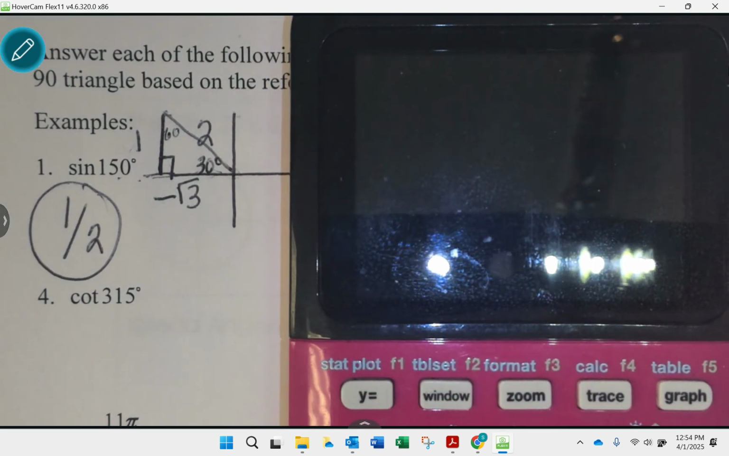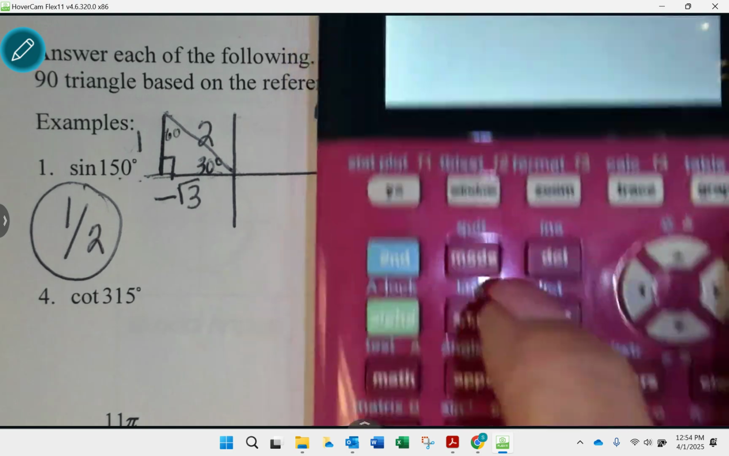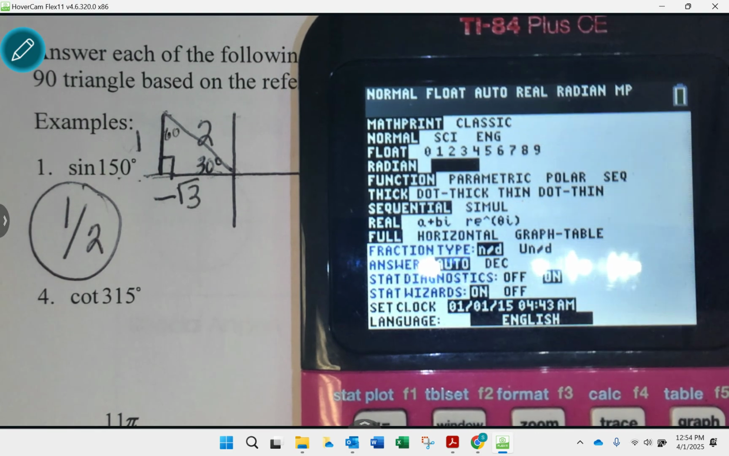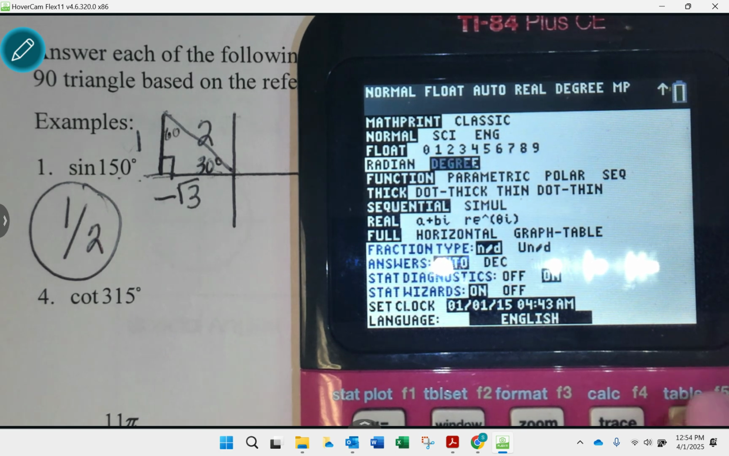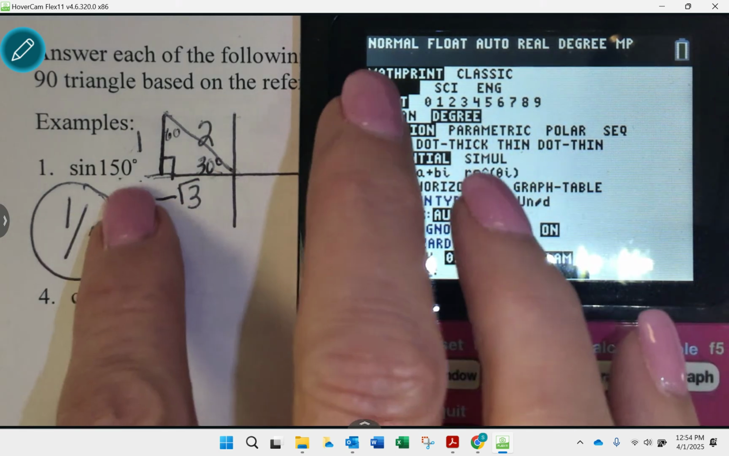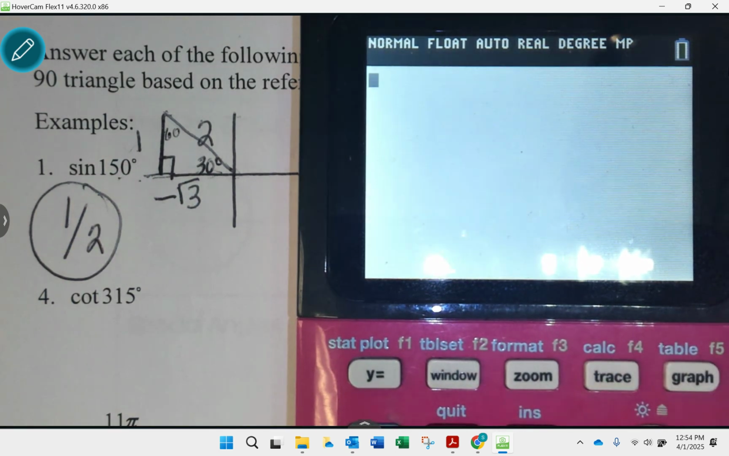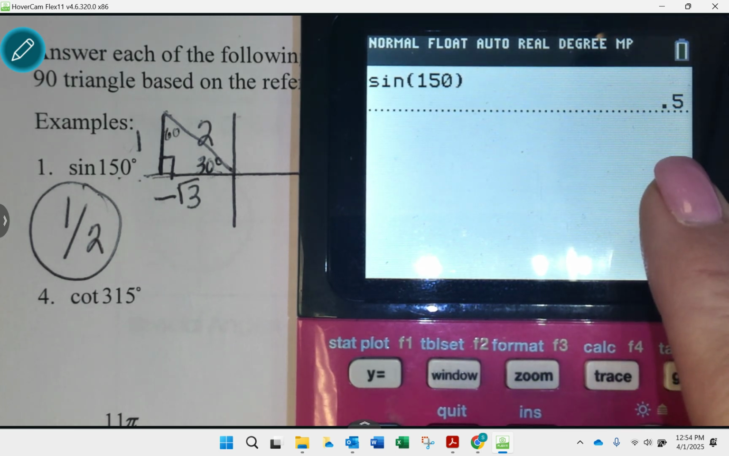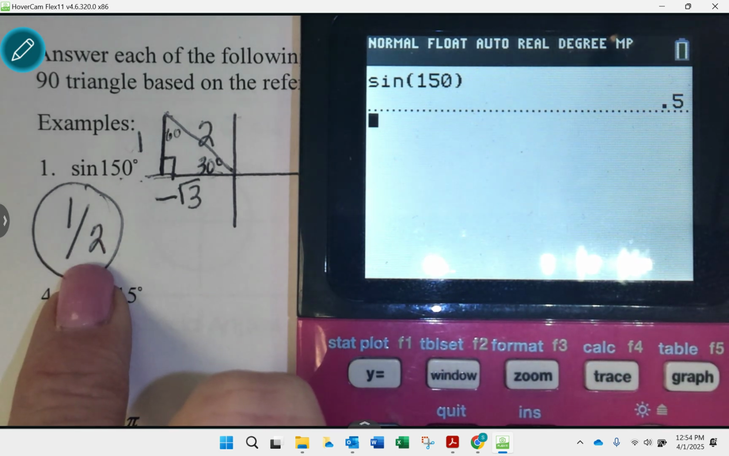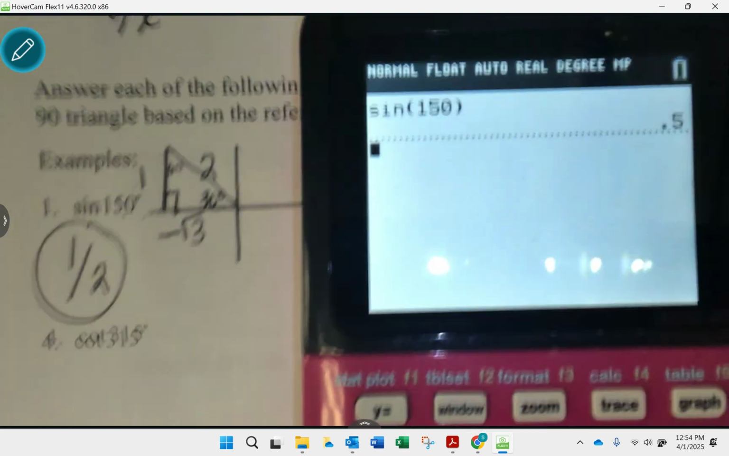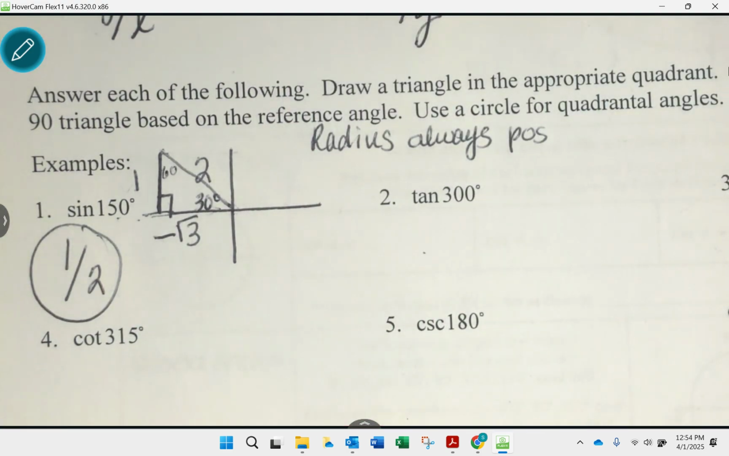Get out your calculator. Check your mode and make sure that you're in degrees. Your mode needs to be in degrees because our angle's in degrees. Type in the sine of 150 and we get 0.5. That's 1/2. So we are correct. All right. Let's look at the next one now.